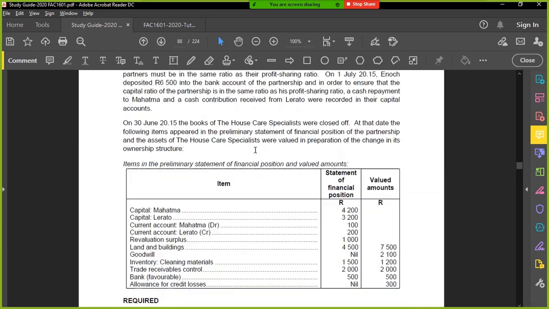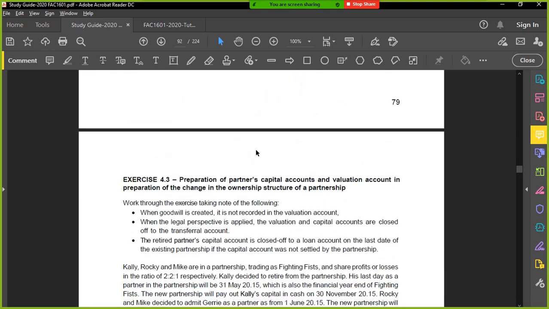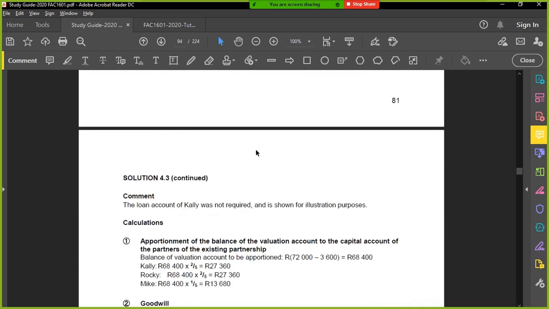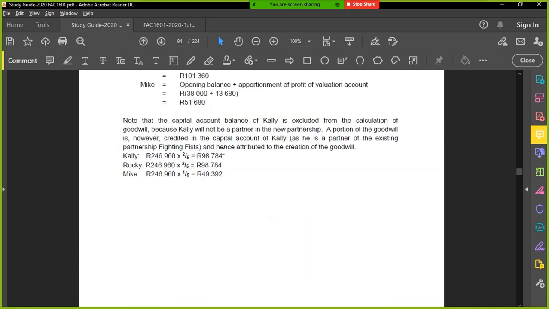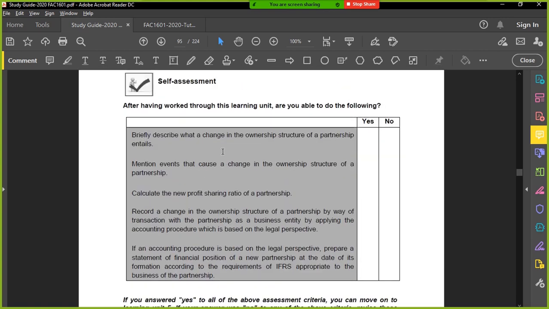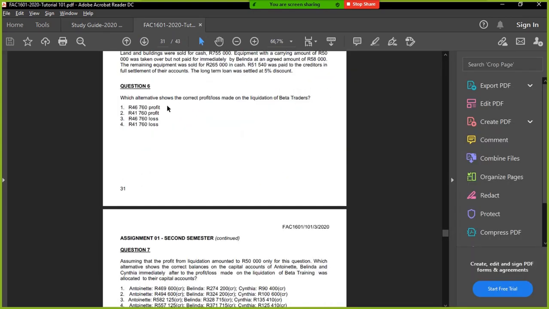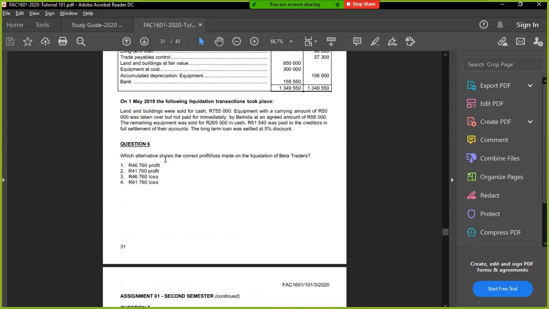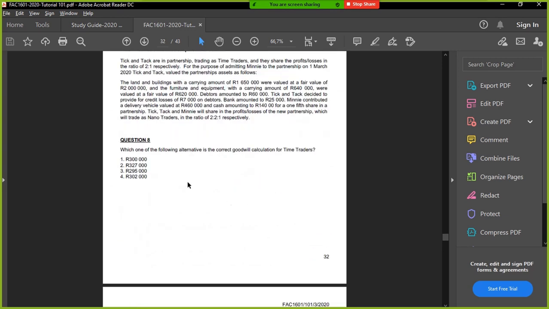We've looked at 1, 2, 3, and that's it. So those 2 we can cover next week. It won't take too long to cover those. And then we can obviously start with 5. 5 is looking at liquidation. So after next week, you can come back and look at some of these questions. So 1 to 5 you can do now based on what we've covered.